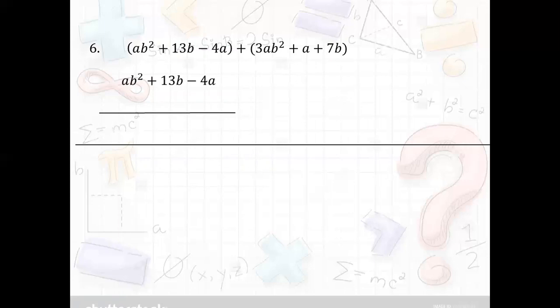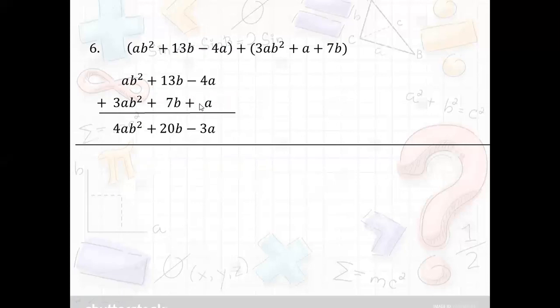It's going to be ab squared plus 13b minus 4a plus 3ab squared plus 7b plus a. So write them in vertical form and then start solving them. Here it is 1, right? Because the coefficient is 1. 1 plus 3 is 4ab squared plus 13 plus 7 is plus 20b.